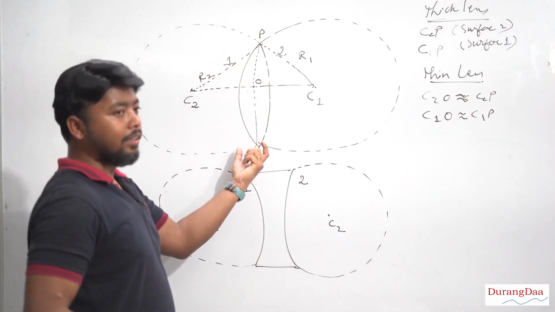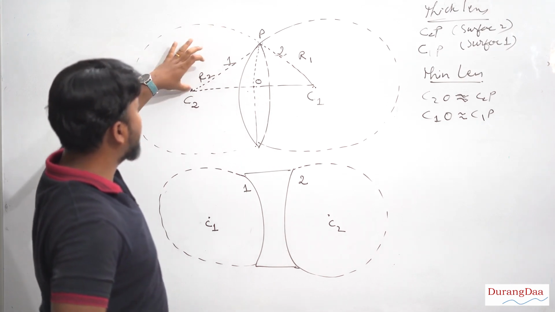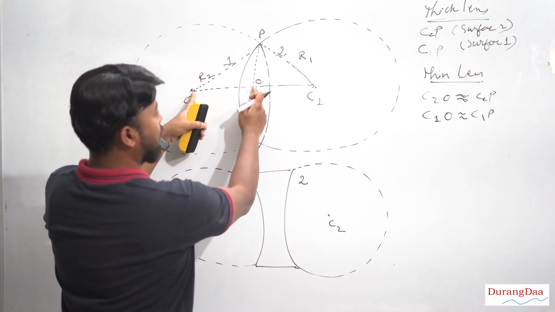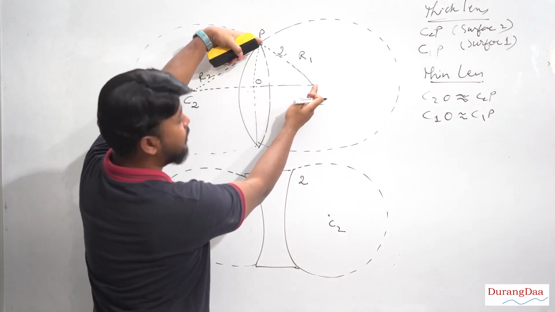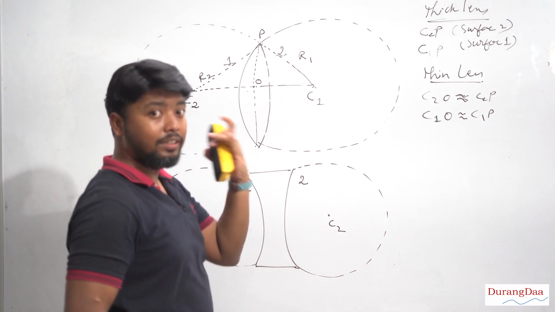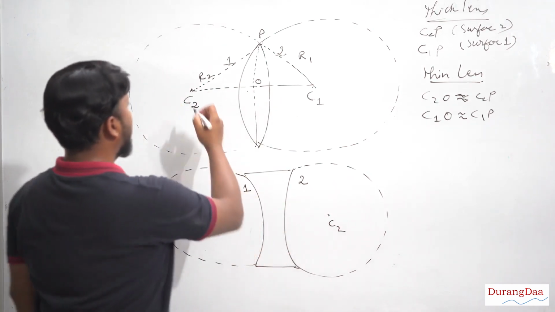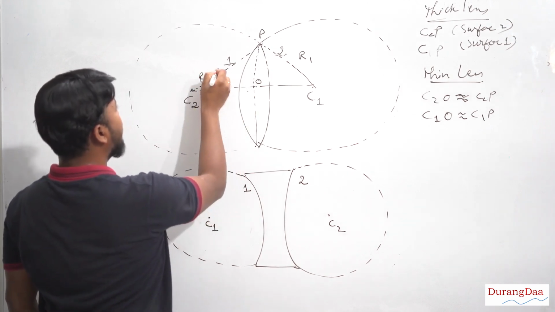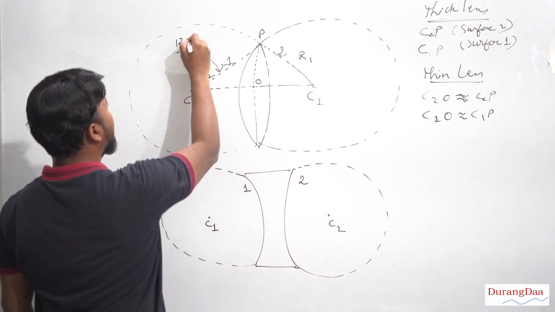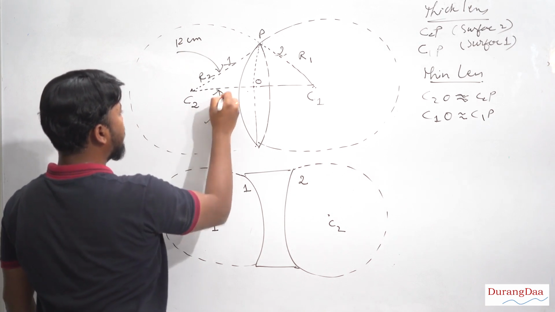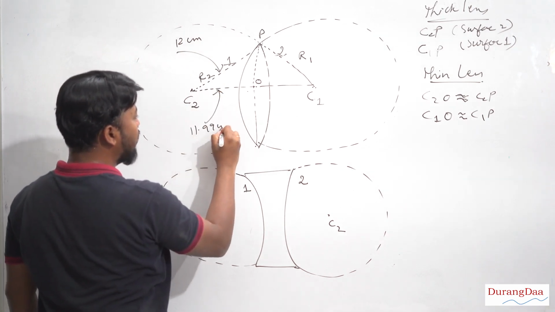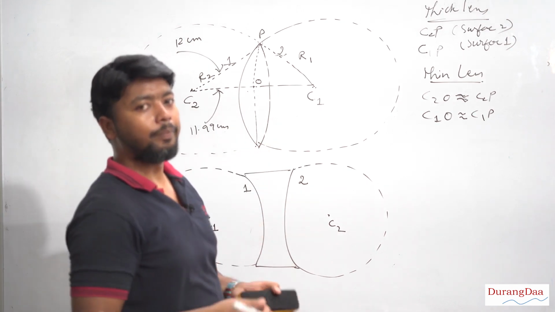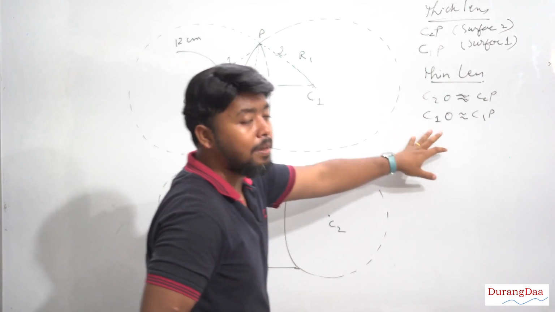Now, how is that possible? Because this is a thin lens, and this is the radius. Obviously, this radius C2P is greater than this length. Same way, this radius is greater than this length. But because this is a thin lens, this radius is approximately equal to C2O. For understanding, if this length is 12 centimeters, this is around 11.99 centimeters. So approximately they are nearly the same. So for a thin lens, keep this in mind.